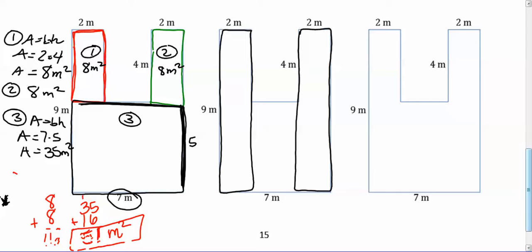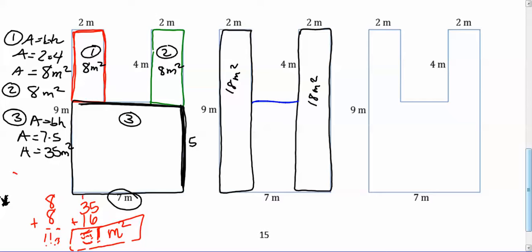2 times 9 is what? 18. So we know that the area of this one is 18 meters squared. Does everyone see where I got that number? The base is 2, the height is 9. Same thing for this one over here, 18 meters squared.